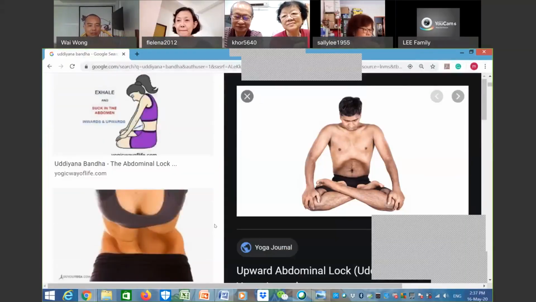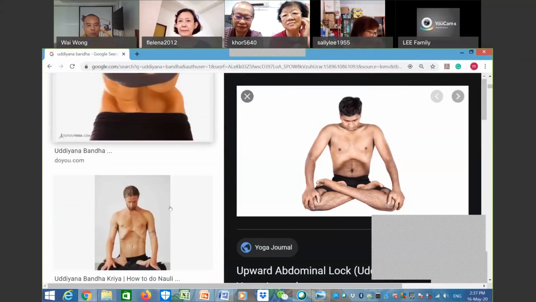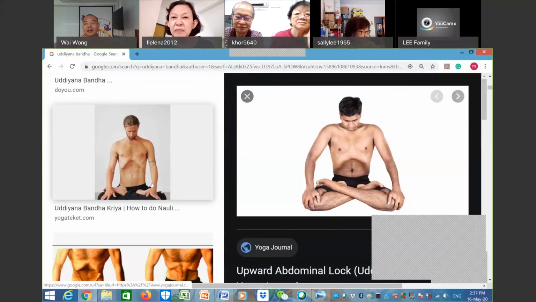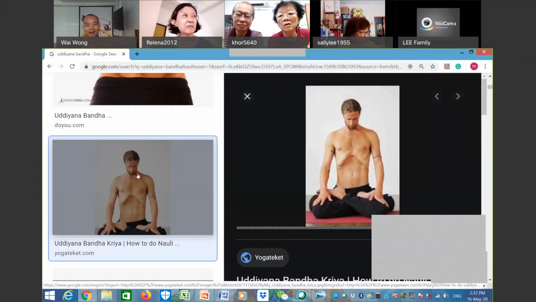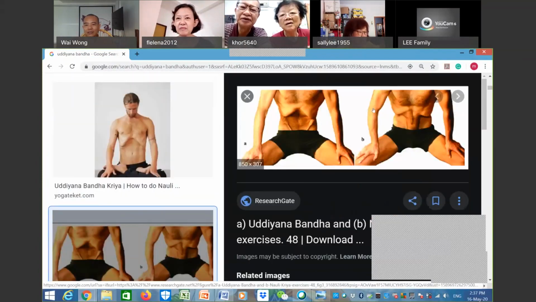Okay, there's one more lock, you see. This is a more extreme Uddiyana lock. Looks, wow, you see. Hey, Mr. Leong, you should learn all this, you see. Wow. See? Okay.